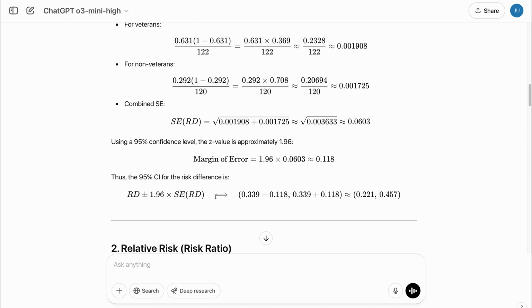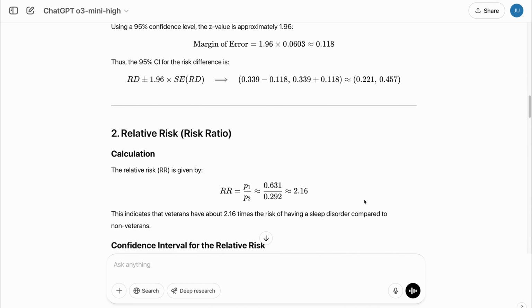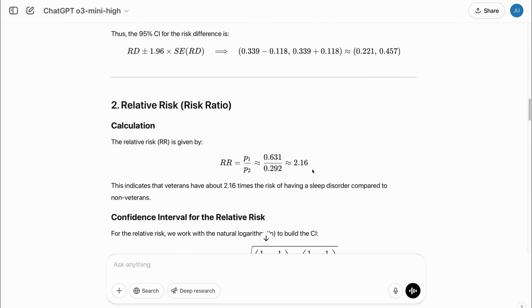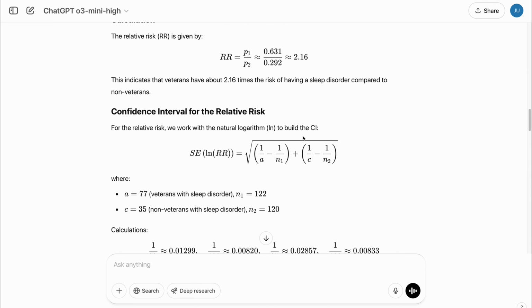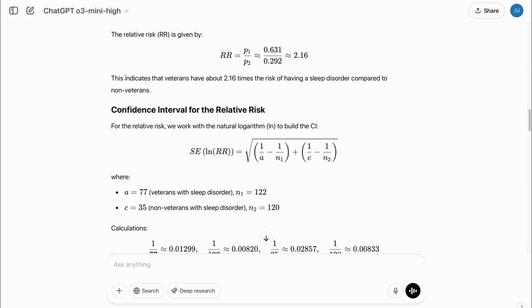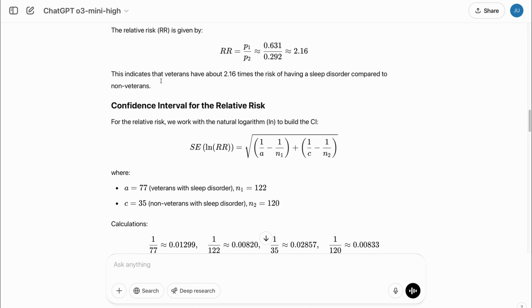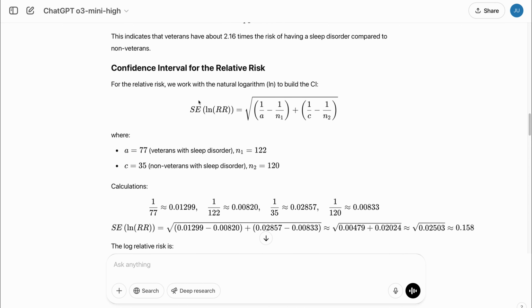And so we're going to add and subtract that from the risk difference, and we get the same percentage point for the 95% confidence interval, 22.1 percentage points to 45.7 percentage point increase in the risk of sleep disorder, given that you are a veteran compared to not being a veteran. So for the relative risk, it's obviously dividing those two, so they get a relative risk or risk ratio of 2.16. That's exactly what we have. And it's stated there, this indicates that the veterans have about 2.1 times the risk of having a sleep disorder compared to non-veterans.